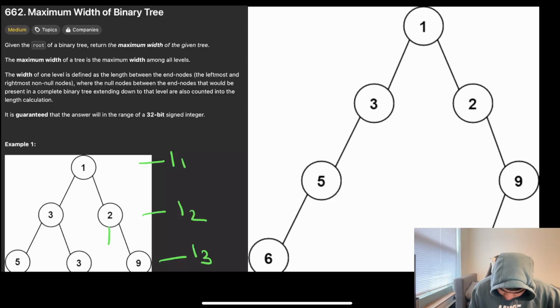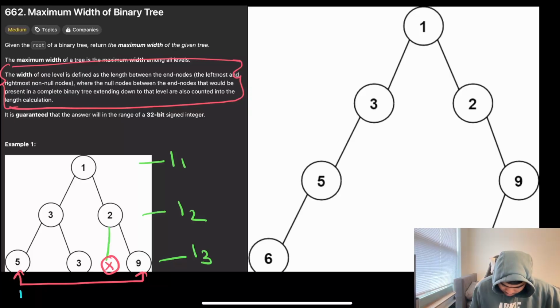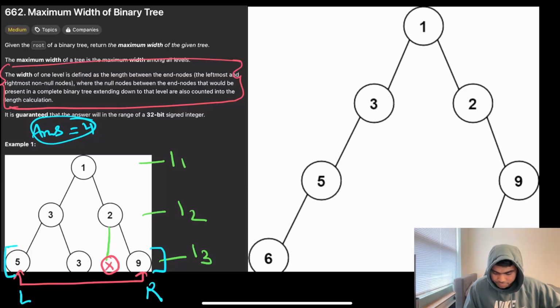If you see, there was supposed to be a node over here, which is null right now. And as per the definition, it says it's the distance between the leftmost and rightmost nodes on one particular level. And that is the reason the answer here is 4. Maximum width is 4 for this example.